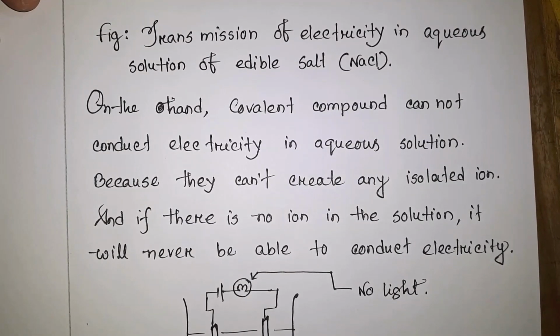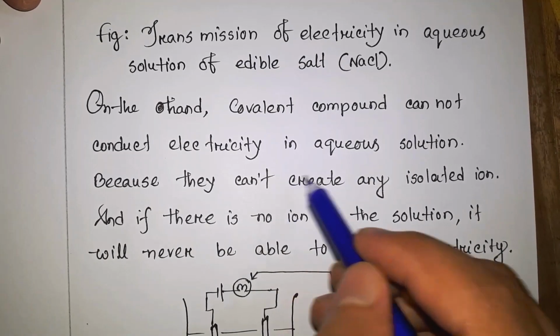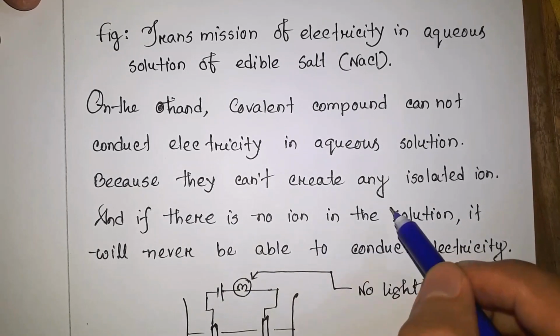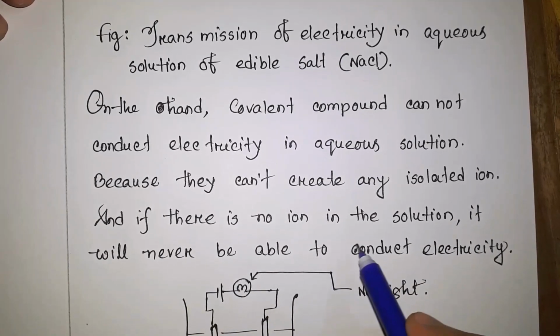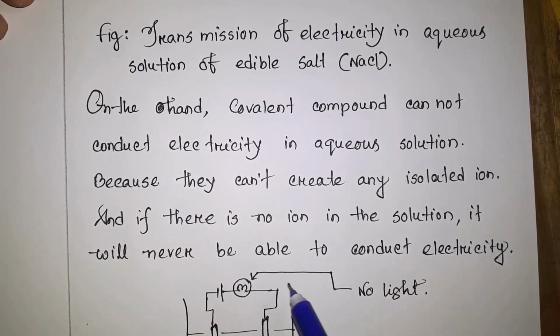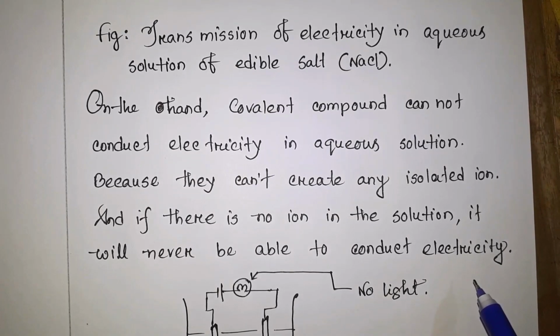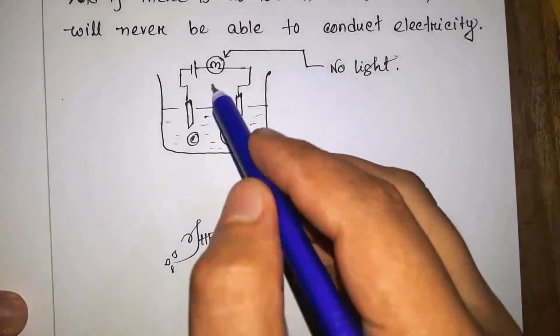Now let's see the transmission in a covalent compound. A covalent compound cannot conduct electricity in aqueous solution. What's the reason? The reason is they can't create any isolated ions, and we need isolated ions to conduct electricity. If there is no ion in the solution, it will never be able to conduct electricity. That is why a covalent compound cannot conduct or transmit electricity. See the picture? No lights.